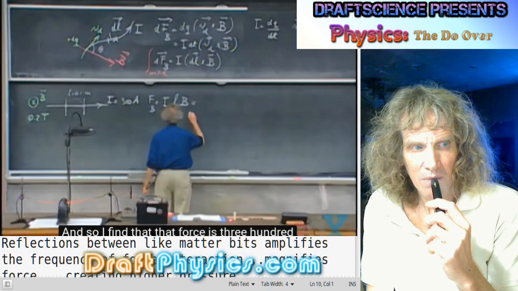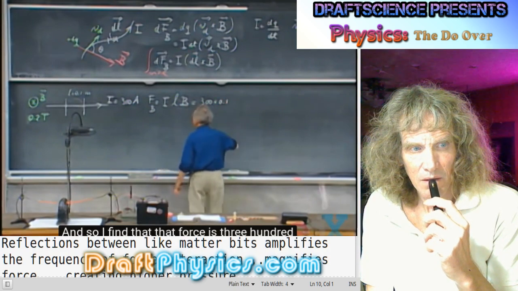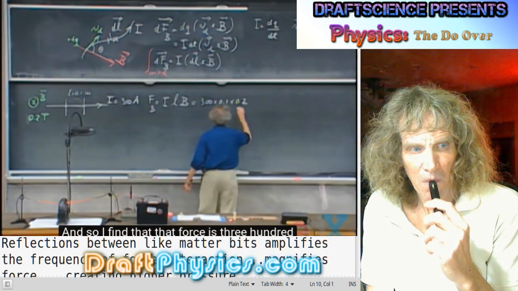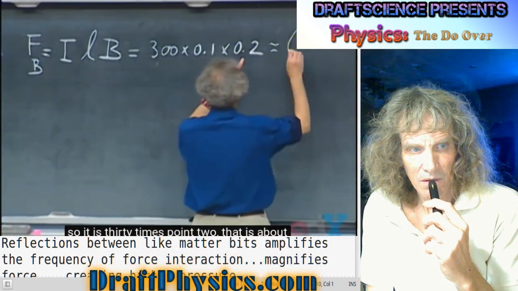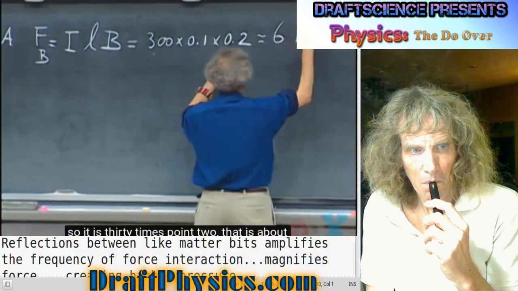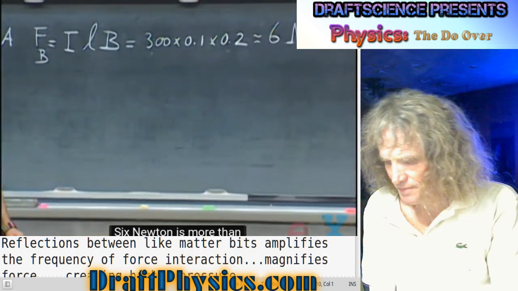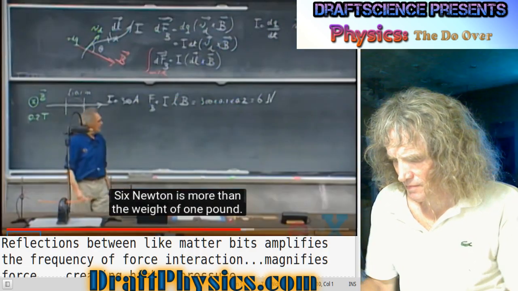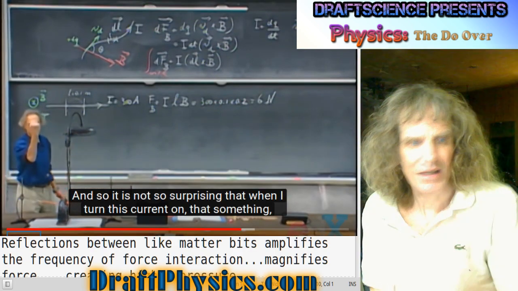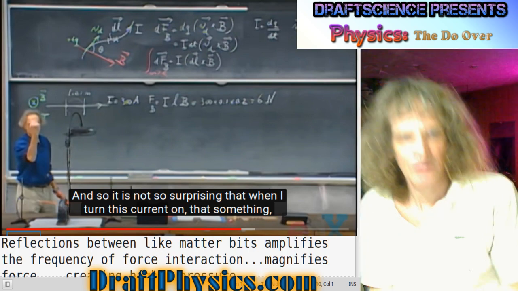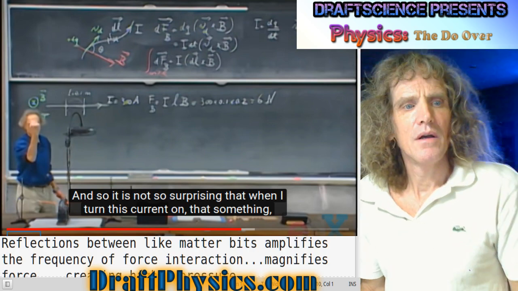And so I find that force is 300 times 0.1 times 0.2. So that is 30 times 0.2. That is about 6 Newton. 6 Newton is more than the weight of 1 pound. And so it is not so surprising that when I turn this current on. So that's good to know. 6 Newton is the weight of more than 1 pound.